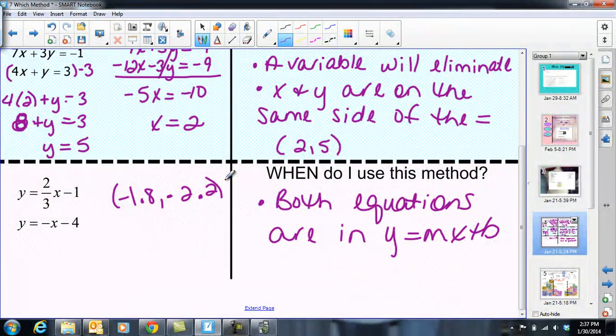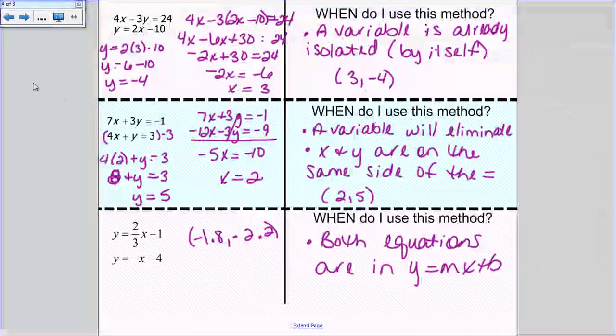So that's when I would use graphing. If the equations are already in slope-intercept form, it's very easy for me to just plug into my calculator and do it. And so there are the methods. Substitution is best when you already have a variable isolated or by itself. Elimination is best when x and y are both on the same side of the equal sign and you can easily eliminate something. And graphing is best when your equations are already in slope-intercept form.